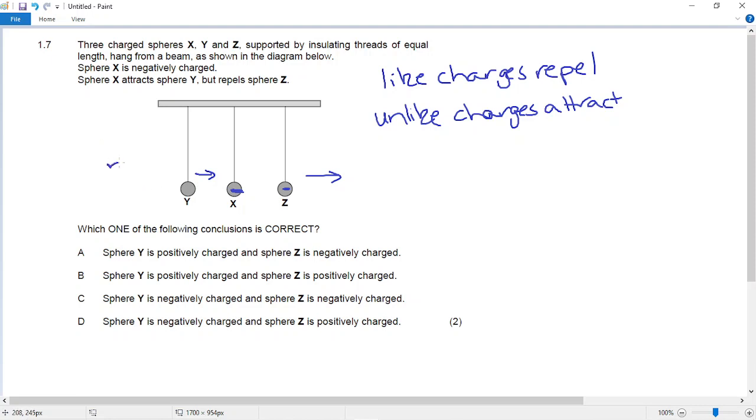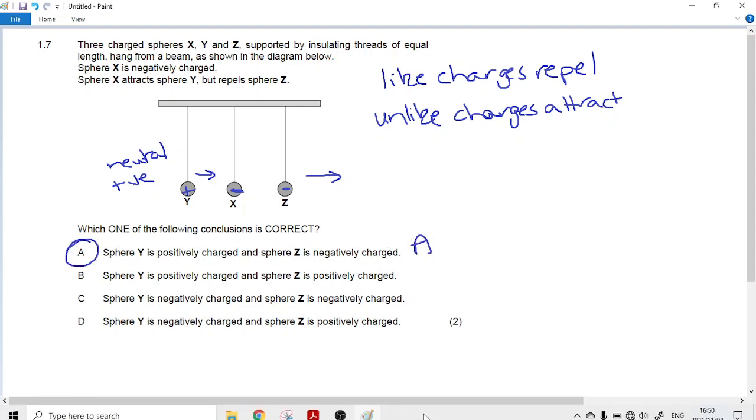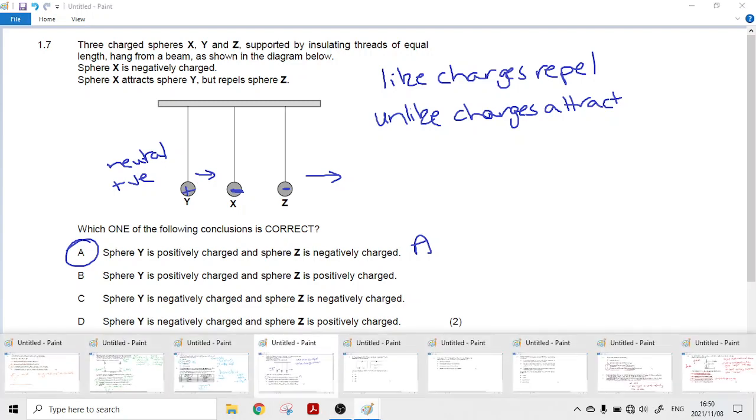If Y is attracted, according to the laws, Y can be attracted if it's neutral or if it is positive. So you need to check the answers. Sometimes they're going to put neutral in, sometimes they're going to put positive. But we need to find the answer that says Y is either neutral or positive and Z is negative. And this one here is the answer A. Always remember, like charges repel.